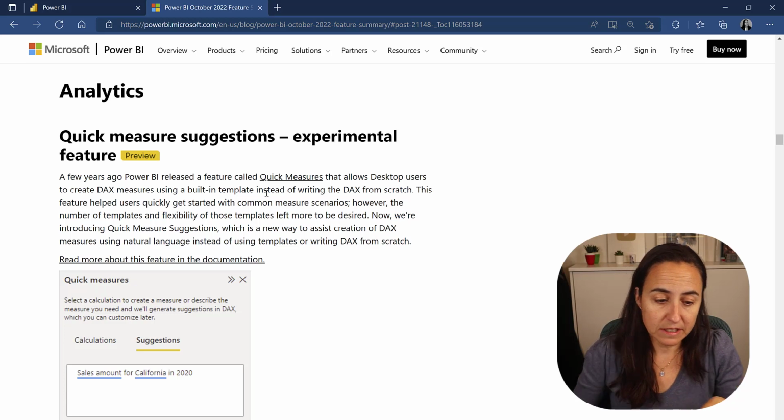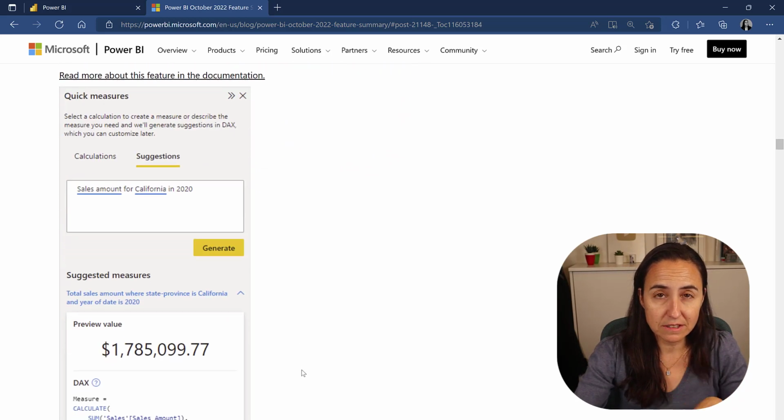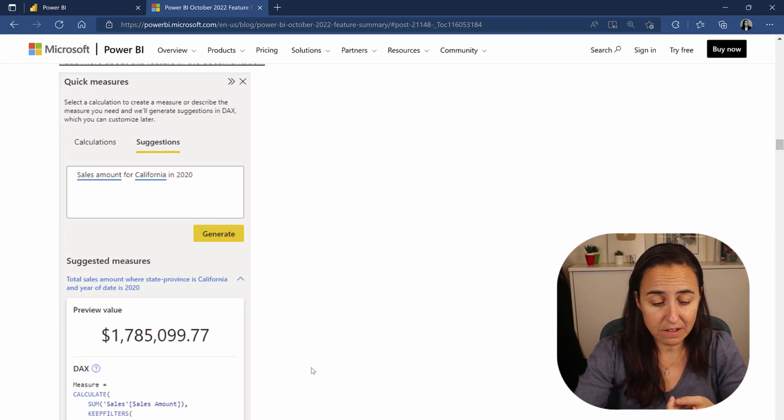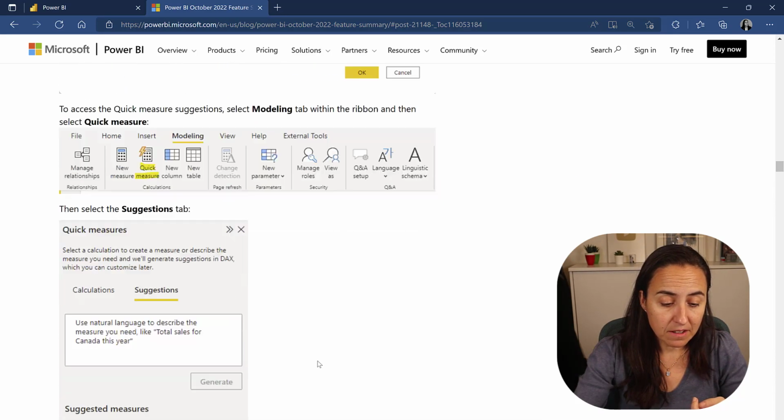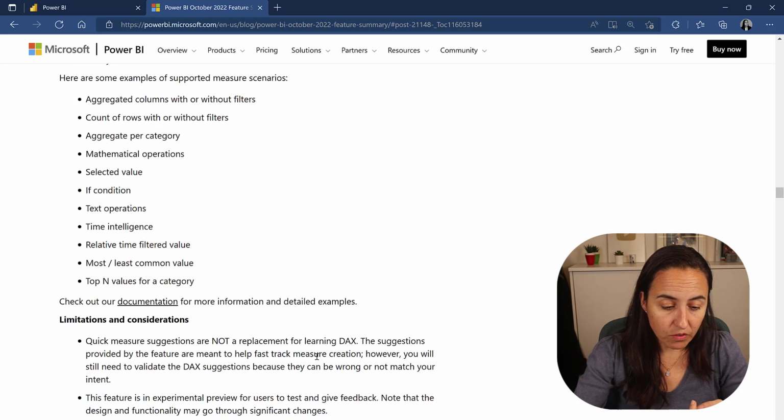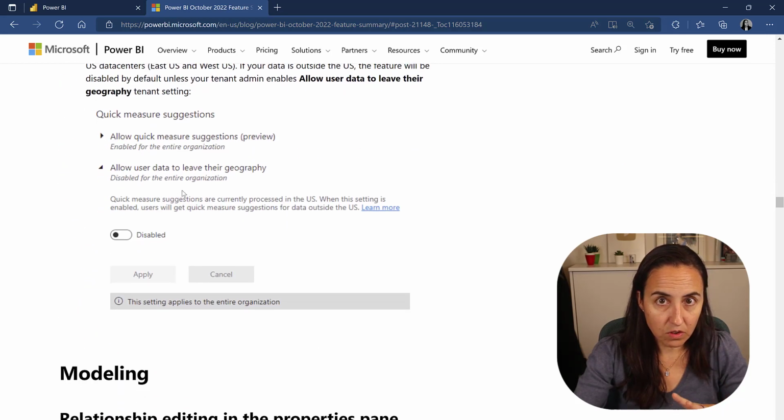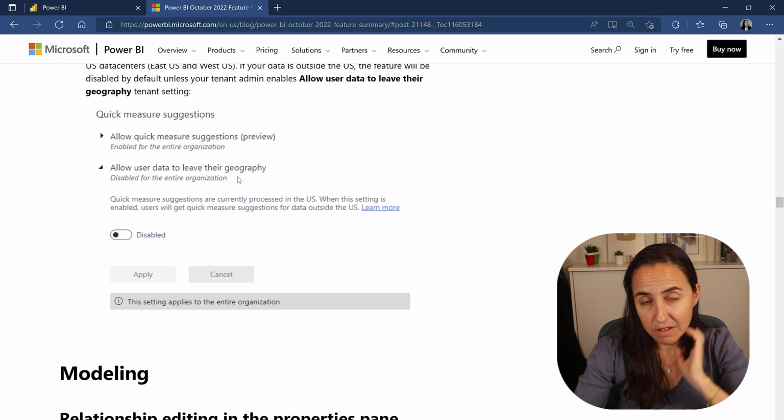If you want to use this, there are a few things that you need to do. First, it is a preview feature. You need to turn on preview features in Power BI Desktop, and then your admin needs to turn it on in the tenant settings. So on powerbi.com, it is allow quick measures and allow user data to leave their geography.